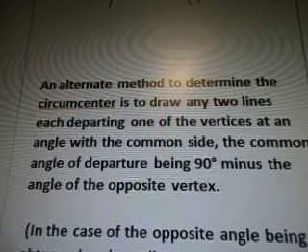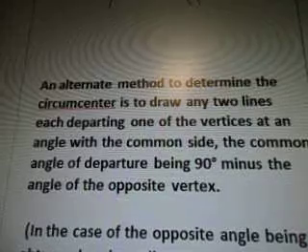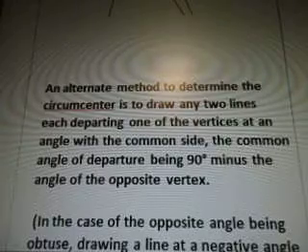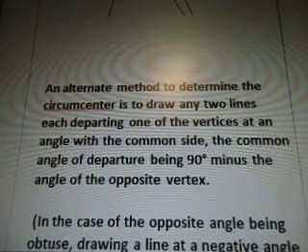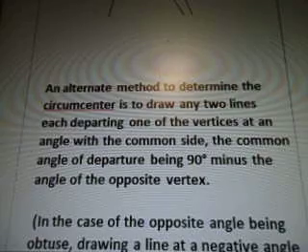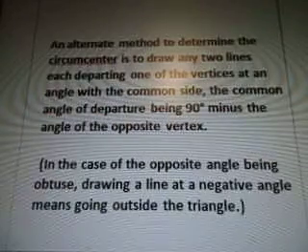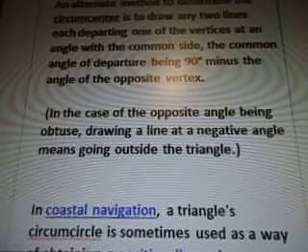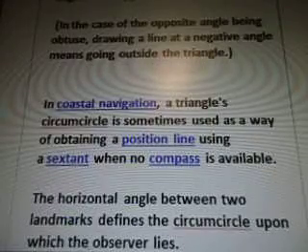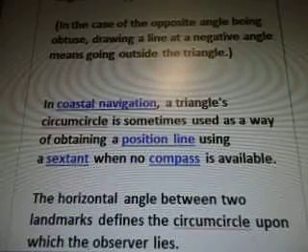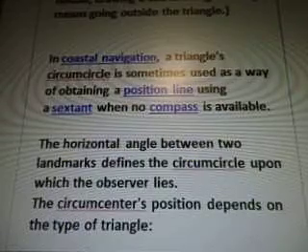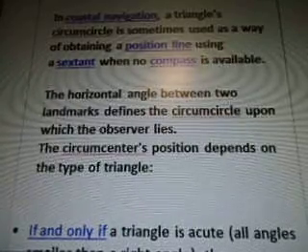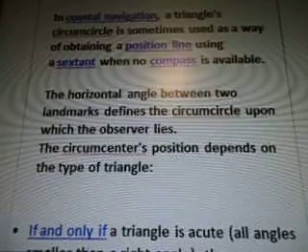An alternate method to determine the circumcenter is to draw any two lines, each departing one of the vertices at an angle with the common side, the common angle of departure being 90 degrees minus the angle of the opposite vertex. In the case of the opposite angle being obtuse, drawing a line at a negative angle means going outside of the triangle. In coastal navigation, a triangle circumcircle is sometimes used as a way of obtaining a position line using a sextant where no compass is available. The horizontal angle between two landmarks defines the circumcircle upon which the observer lies.